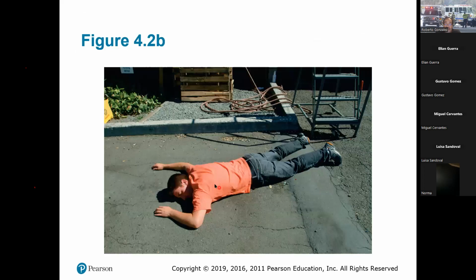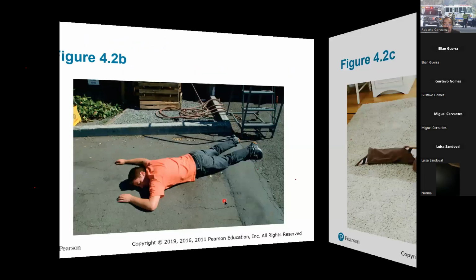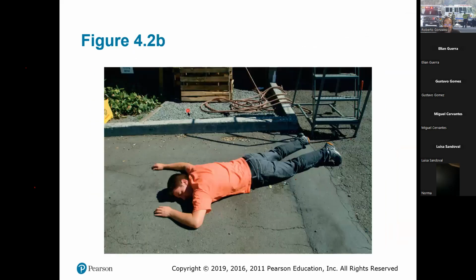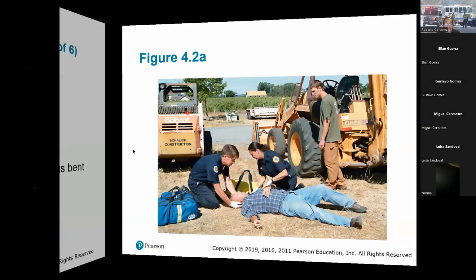Now this guy is in which position? Prone. Prone position. There you go. See, it's not hard, guys. But just wait. What position is this? Let's go back to the terms.